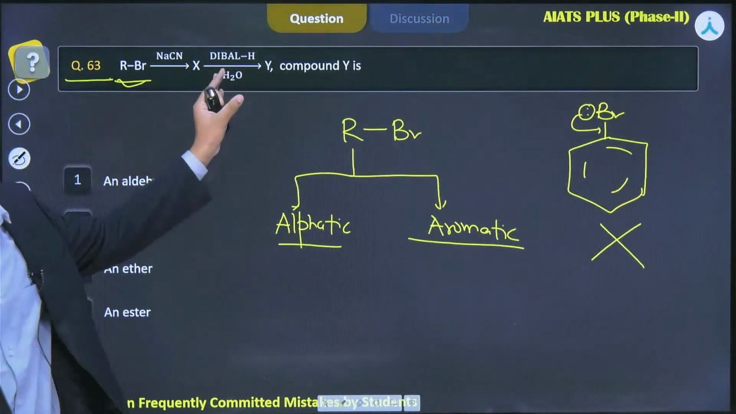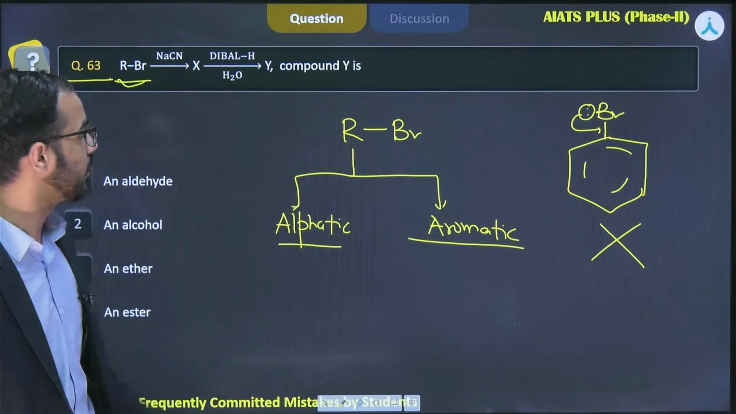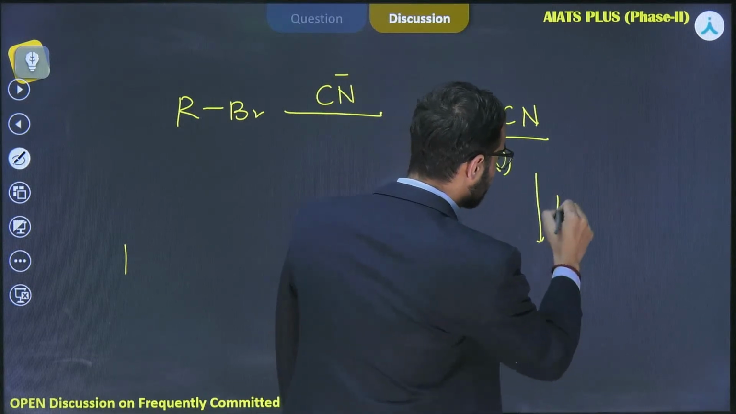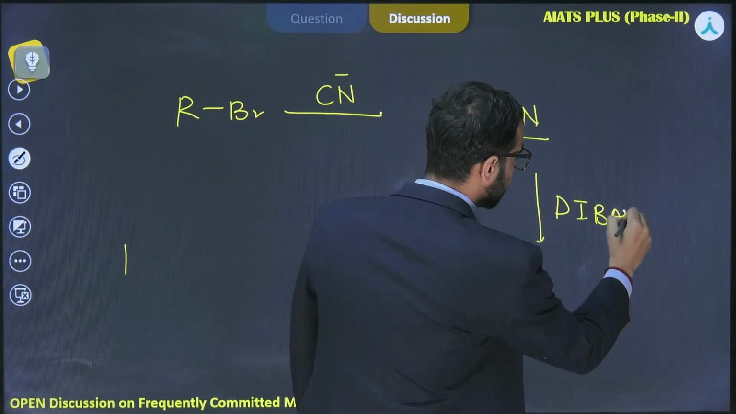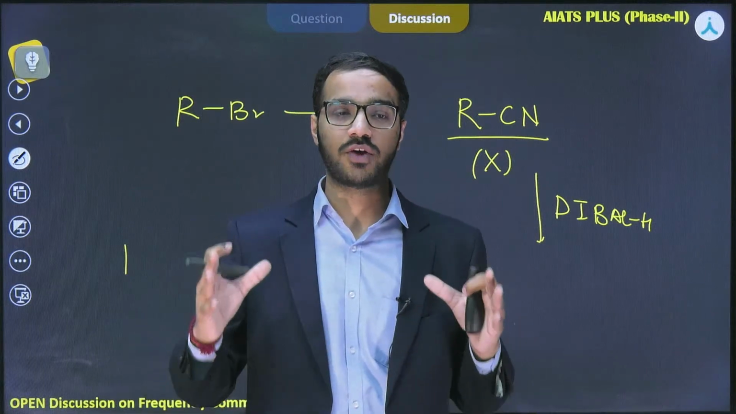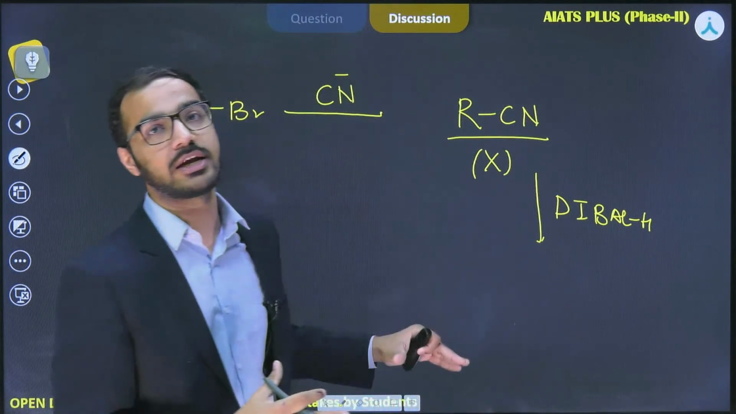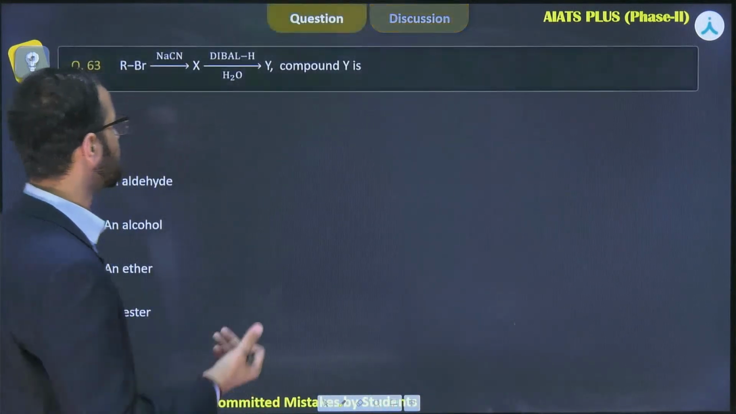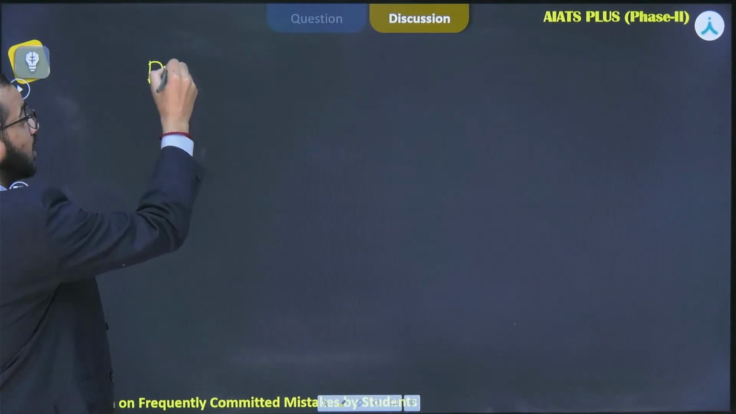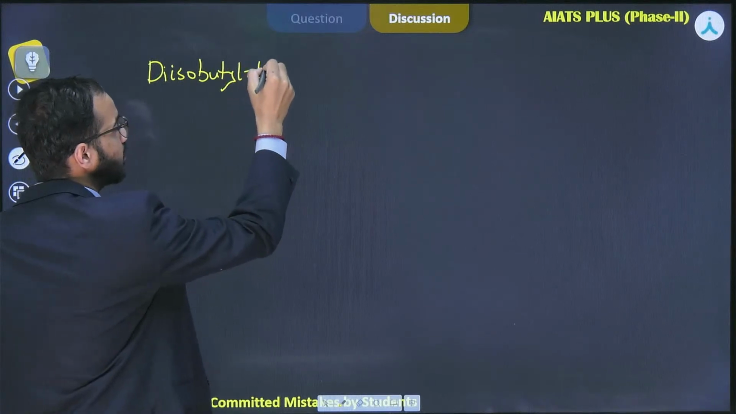On moving to the next reaction, you are reacting X with DIBAL-H in the presence of water. So you are getting RCN, and you are reacting it with DIBAL-H. In the previous session, we went through a lot of questions regarding DIBAL-H. Let us remind you of some of it so that you can use the DIBAL-H concept here as well. What is the definition of DIBAL-H? The full form of DIBAL-H is diisobutylaluminium hydride.